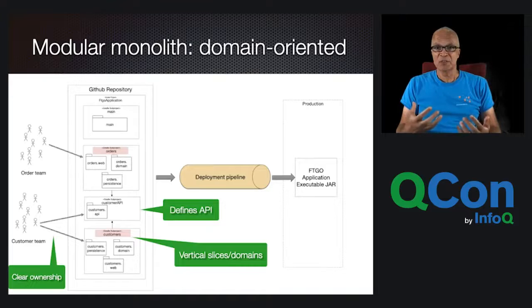The second option is a modular monolith, which is shown on this slide. Each team owns a module, which is a vertical slice of business functionality, presentation logic, persistence logic, and domain logic. A major benefit of the modular monolith is that code ownership is well defined and teams are more autonomous.